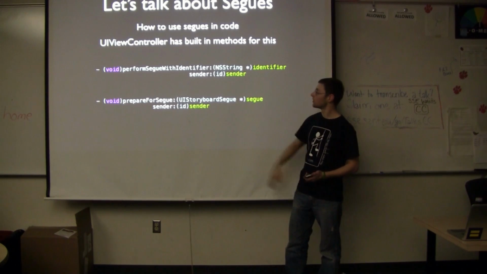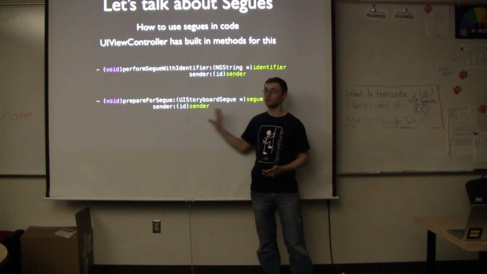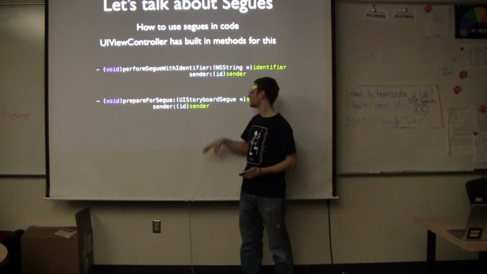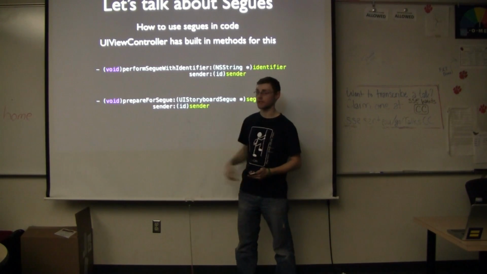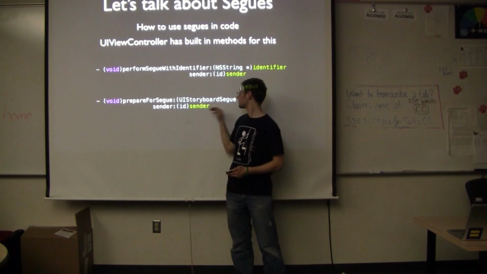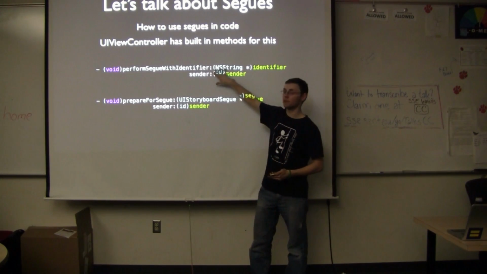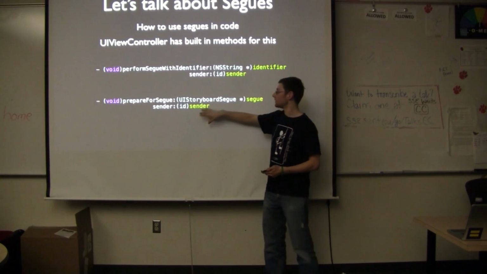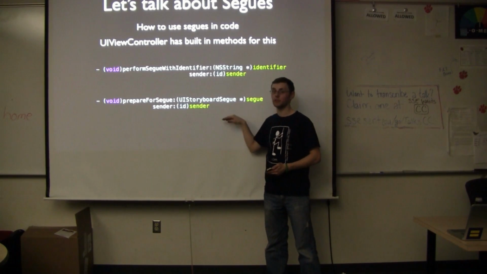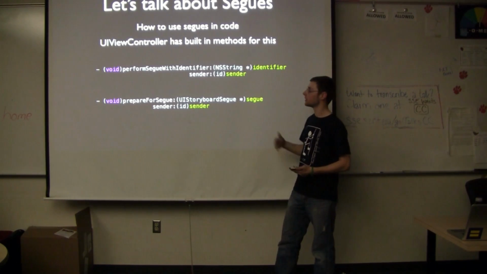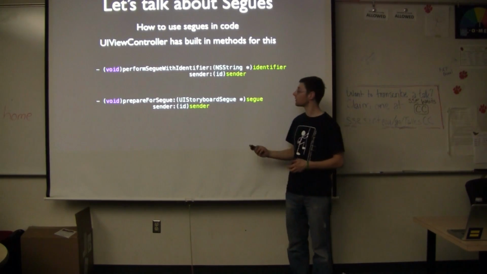And then you can actually implement this method in your view controller. So you just copy and paste this in your view controller, throw curly brackets after it: prepareForSegue:sender:. When this method gets called, you can check your sender and actually modify the attributes of the view controller you're switching to, which I'll show you how to do in code later.